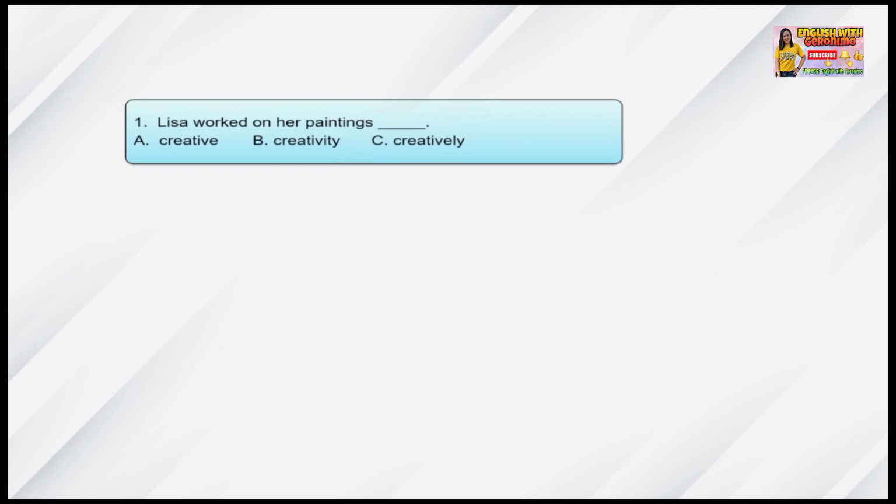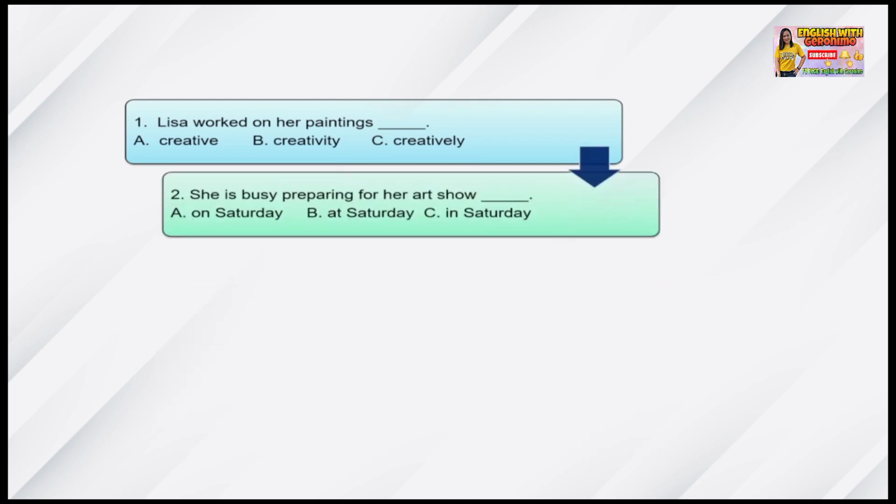Number 1. Lisa worked on her paintings blank. A. Creative. B. Creativity. C. Creatively. Number 2. She is busy preparing for her art show blank. A. On Saturday. B. At Saturday. C. In Saturday.